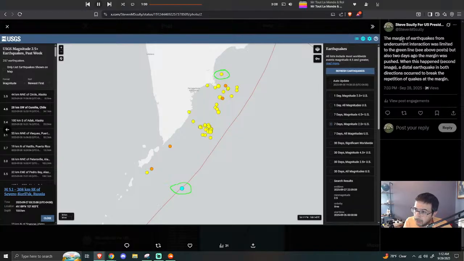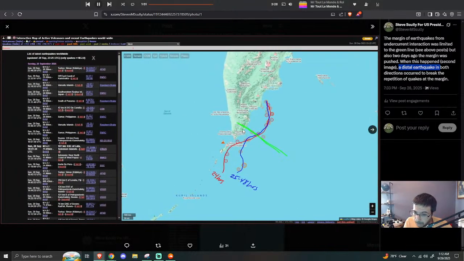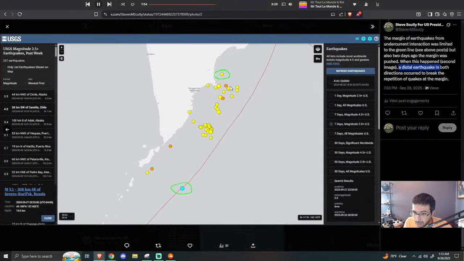Then I mentioned here, when this happened, this second image, a distal earthquake in both directions occurred to break the repetition of quakes at the margin. So before, at least on USGS, before it moved past this margin, there was one over here and one up here. They were kind of concentrated, and then they went all the way down here and out, and then all the way up here and over, opposite one another too. Like, pressures were just abruptly moved.